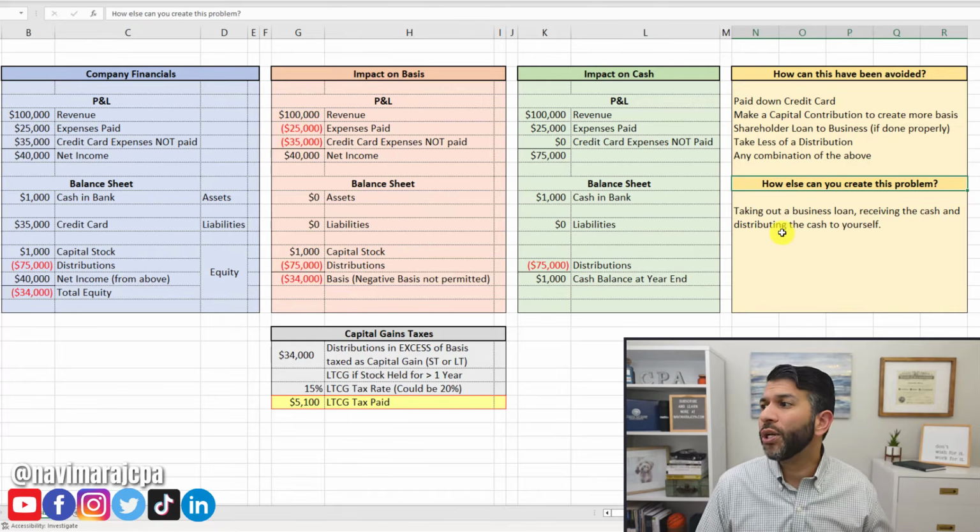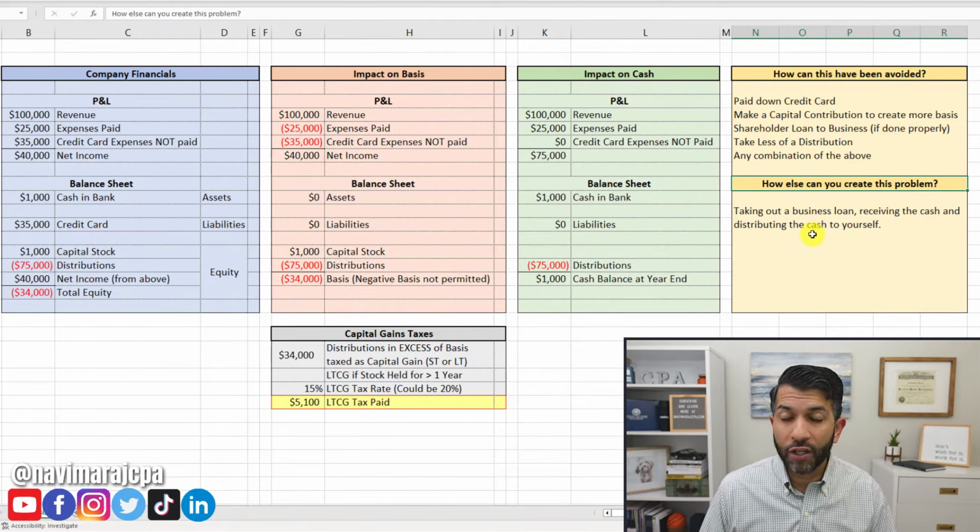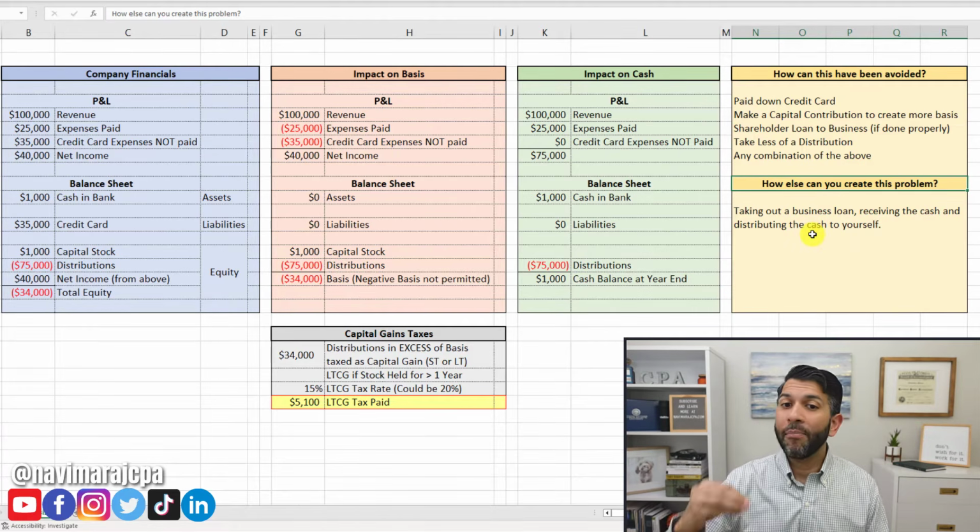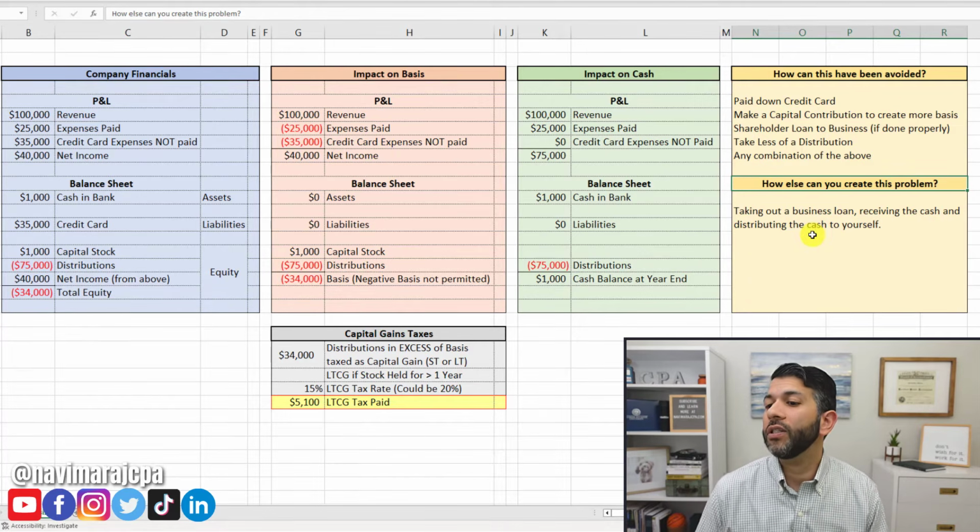Well, you could create this problem by taking out a business loan, receiving the cash, and then distributing the cash to yourself. I've been saying this within the CPA community for a while. So many people took out these EIDL loans back when COVID occurred, received the cash in their business and distributed the whole thing to themselves. But they didn't report it on their tax return because they were working with a shady tax preparer or a tax preparer who doesn't actually understand how this kind of stuff works.